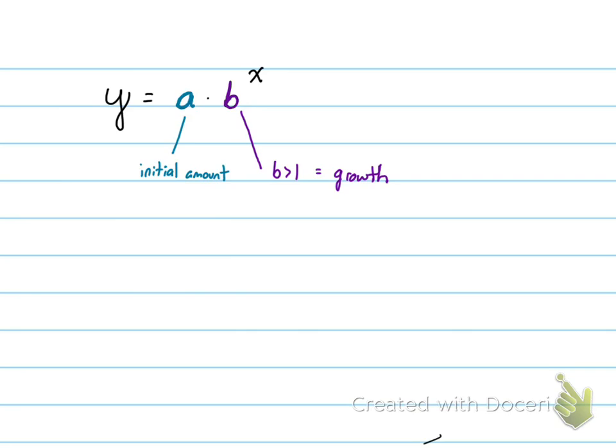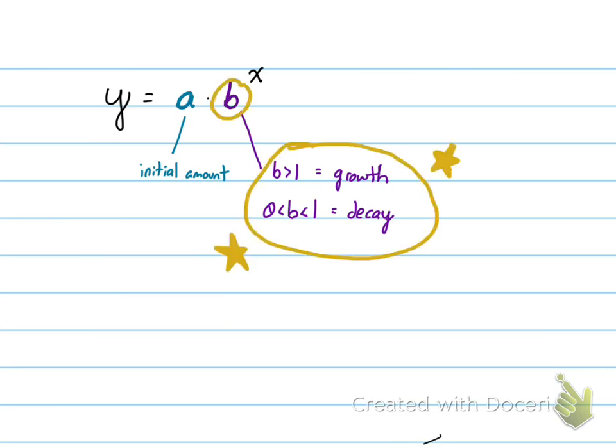So as we talked about also yesterday, if our b value or our rate is greater than 1, our function is going to be growing or increasing. And if our b value is between 0 and 1, like 1/2, which we saw a lot yesterday, we're going to be decreasing. And that's kind of what we'll focus on today.